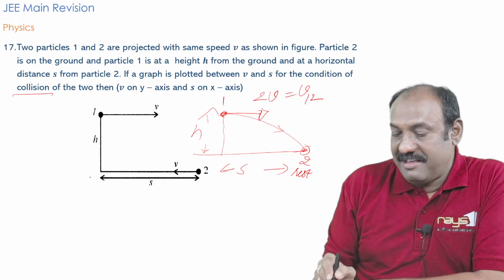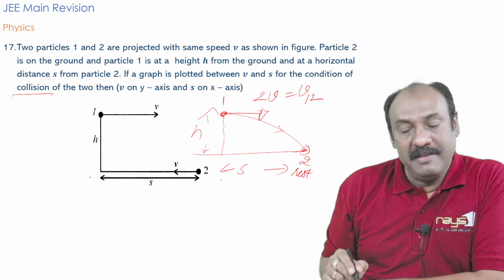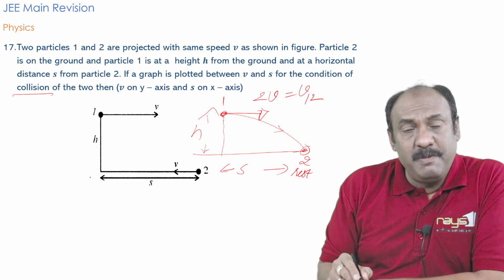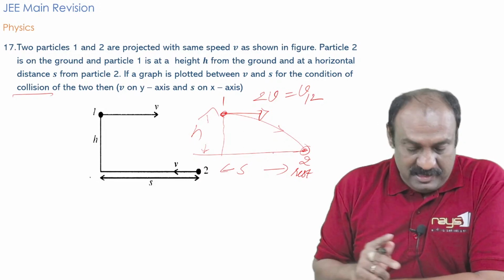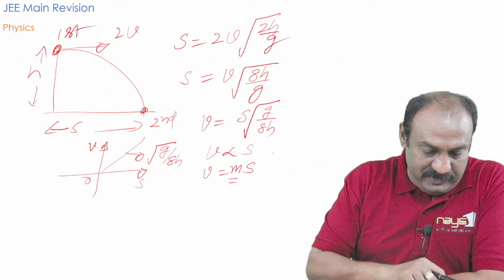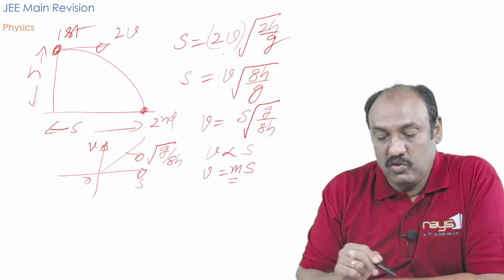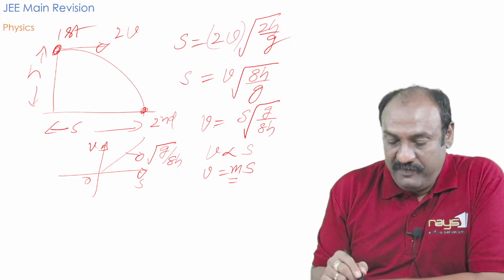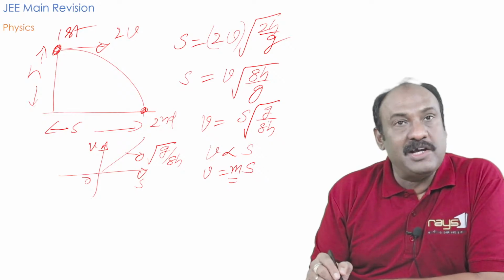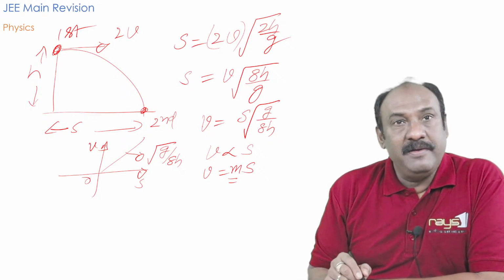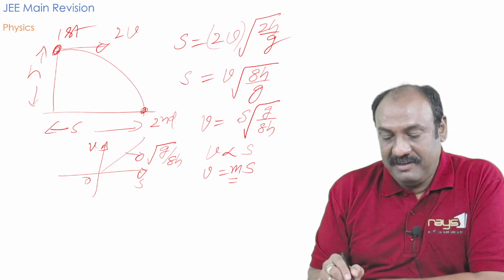So, when it strikes the second particle, the distance covered by the first particle is s, the vertical displacement covered by it is h, and the time of flight is root of 2h by g. On that basis, I have written the equation s equal to velocity into time of flight, that is 2v into root of 2h by g. From that, v equals s into root of g by 8h. So, it is in the form of y equal to mx, because on the y axis the v values are taken, and on the x axis the displacement values.